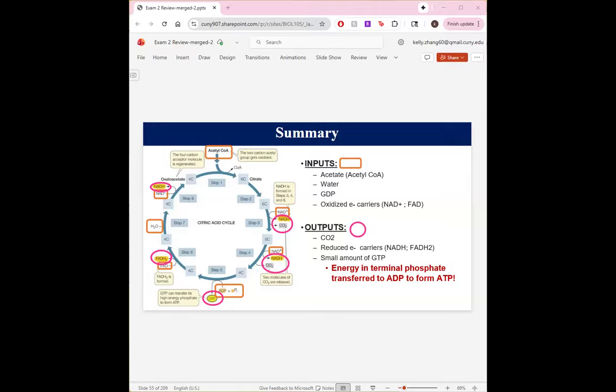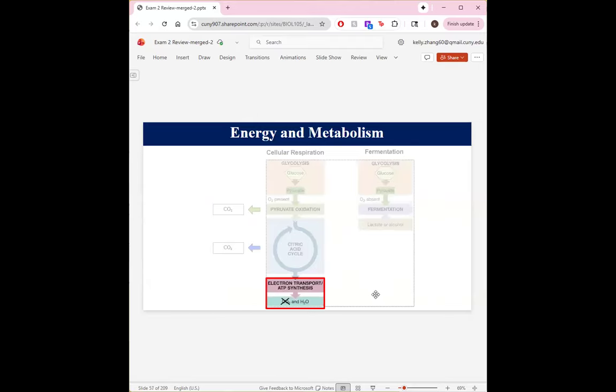The outputs of the cycle are CO2, reduced electron carriers, which are in the form of NADH and FADH2, and then GTP, which converts ADP to ATP. The released CO2 is what we exhale when we're breathing. That was the citric acid cycle.